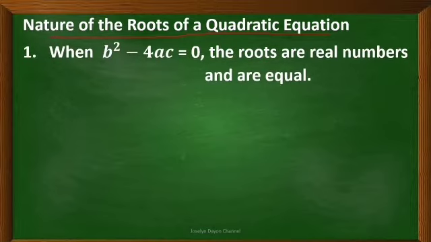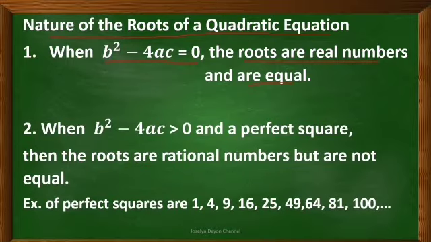First, when b squared minus 4ac, or the value of the discriminant, is equal to 0, it means that the roots are real numbers and are equal. Second, when b squared minus 4ac is greater than 0 and a perfect square, then the roots are rational numbers but are not equal. Examples of perfect squares are 1, 4, 9, 16, 25, 49, 64, and so on.